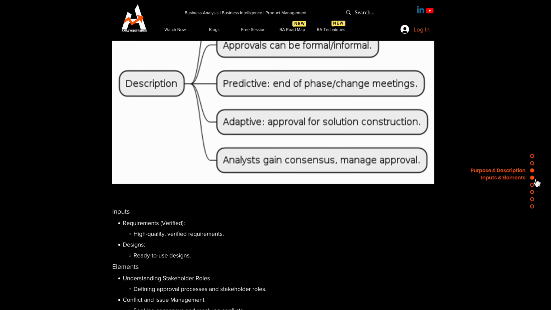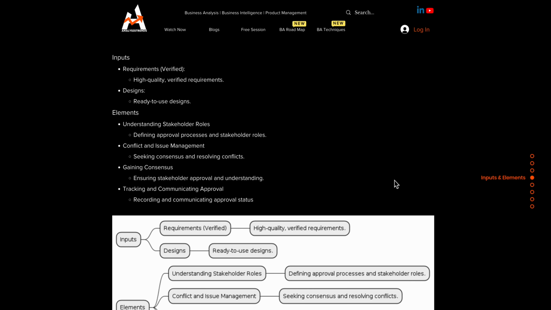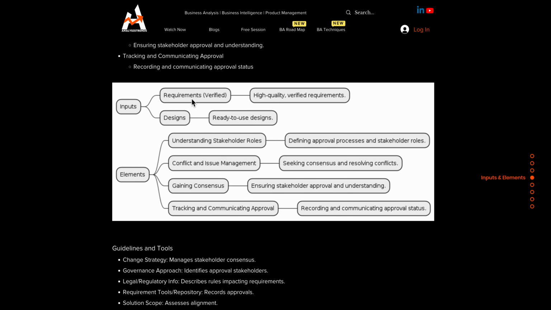Next we'll discuss inputs and elements required to approve requirements. Here whatever requirements we have are verified, and the designs are ready to use, but you just need to get them approved. So the inputs are verified requirements and verified design.